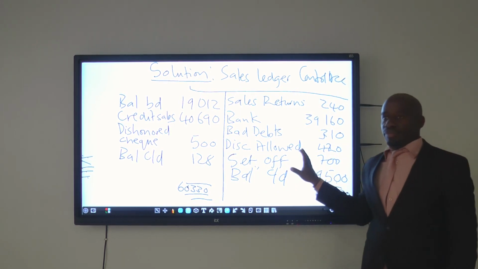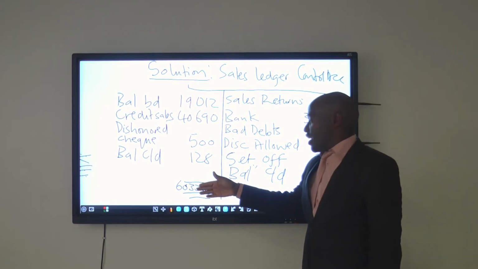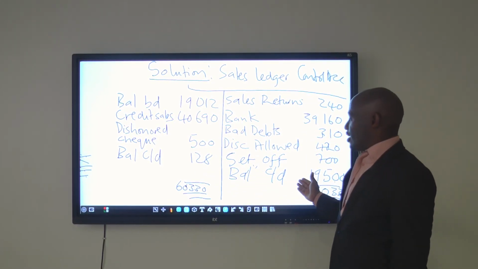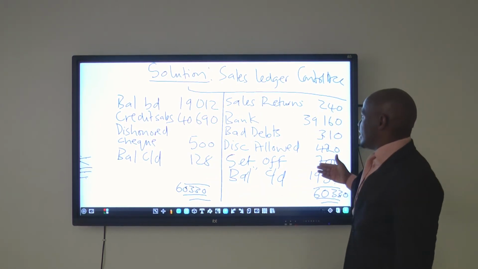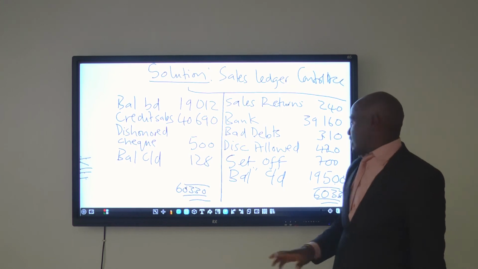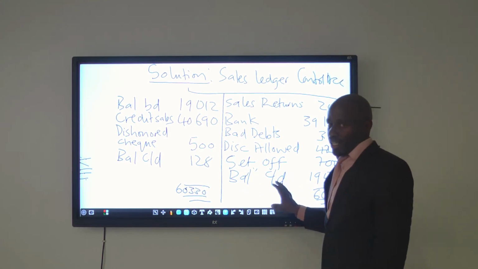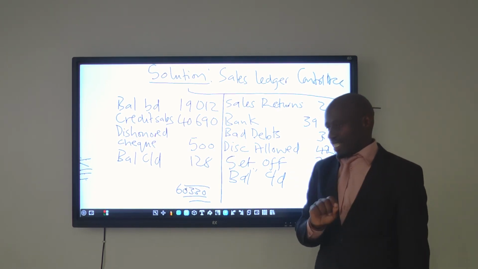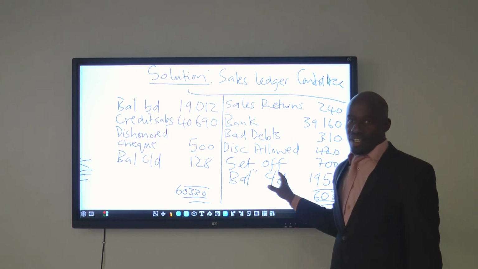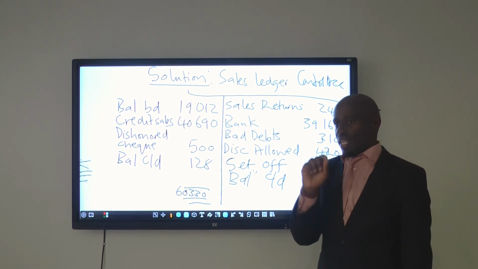Now, what is this figure? This is our debtors figure. So, when we are balancing off our ledger account, we are saying our total debits exceed our total credits by how much? By 19,500. This is our balance CD. What does it represent? It represents the total debtors for the month of August. We are going to include this in the statement of financial position as a current asset.